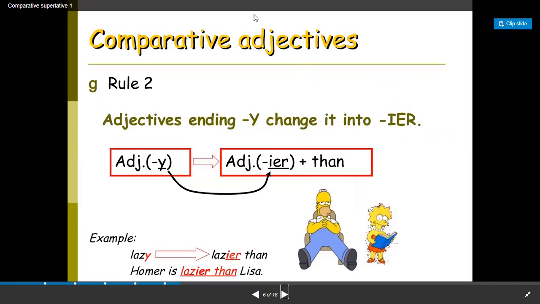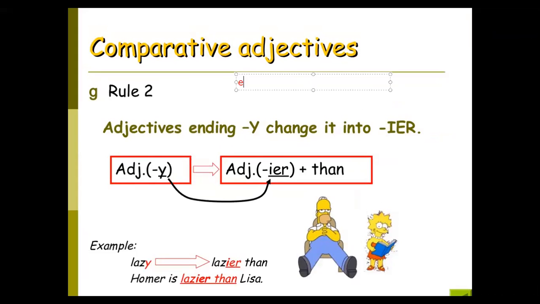Like if I have, for example, easy, lazy, happy, all of them end with y and they are one syllable. I want to compare one to another with these. What would I do? The same thing.